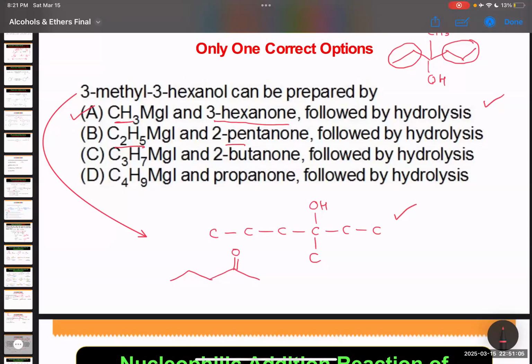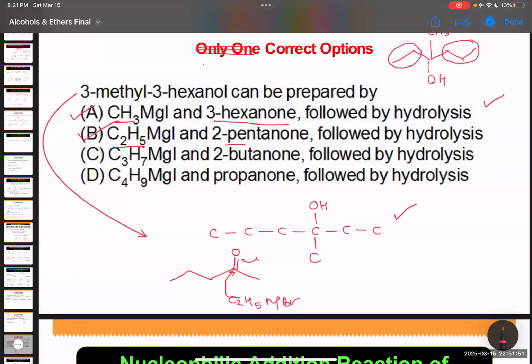2-pentanone has 5 carbon atoms, and you have methyl and propyl. Followed by hydrolysis, you put ethyl. Can this form? Again, yes. So this is not just one. I think I've made a mistake. This is a question with more than one correct option. Yes, this can also happen.